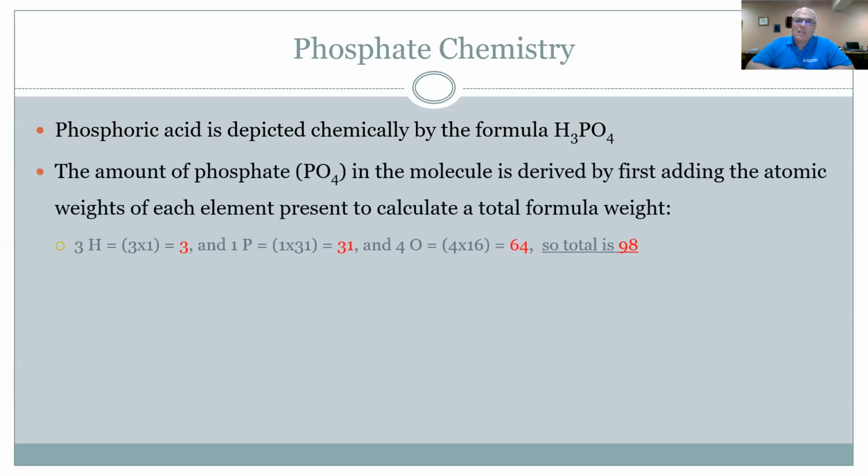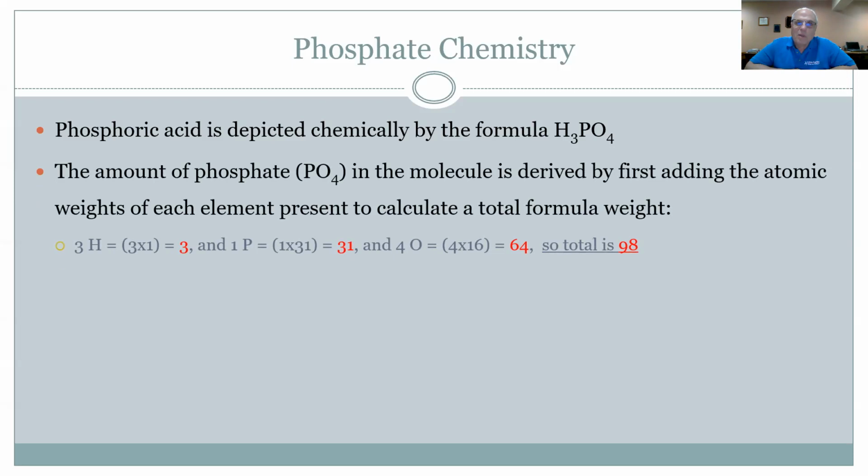The amount of phosphate, the amount of PO4 in the molecule, is derived by first adding the atomic weights of each element together to calculate a total formula weight. So let's do that. We see we got 3 hydrogens, and the atomic weight of hydrogen is 1. So 3 times 1 equals 3. So that would be the contribution that hydrogen would make to the overall molecule. So we get 3 from the hydrogen.